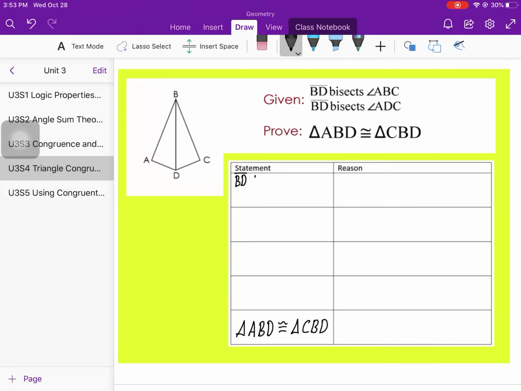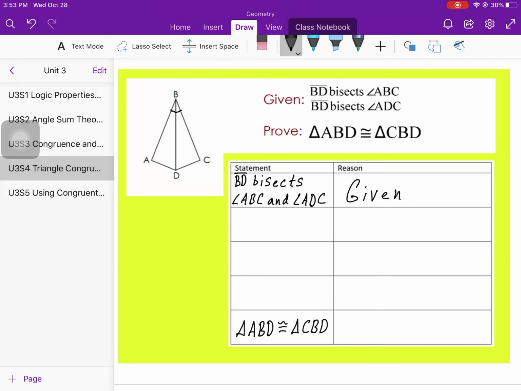So BD, I'm just going to put bisects angle ABC and ADC, just to save us some time. Now, recall that the definition of bisect is to cut things in half, and this is because of a given. We didn't have to work for that information, they told us. So what does it mean to bisect? Well, if you recall, it means to cut an angle into two congruent pieces, or two halves.